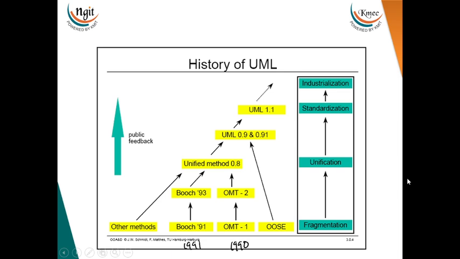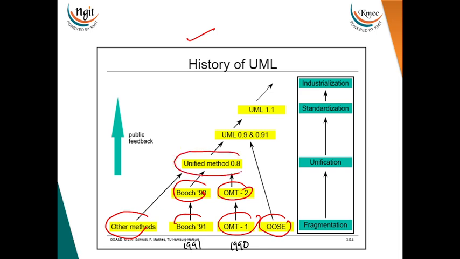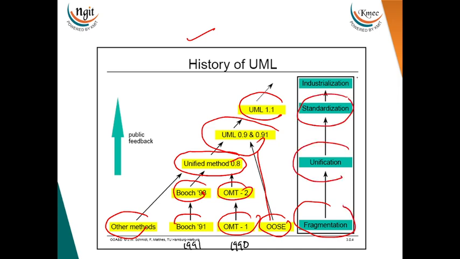This was the history of UML. Other methods were used, and Booch came in 1991, OMT in 1990, OOSE was there, and then we move on to Booch 93, OMT-2, and then the other methods, which we call Unified Method 0.8. Then OOSE came into existence with that, that is UML 0.9 and 0.91. Then UML 1.0. So we have fragmentation, then unification, then standardization, then standards based on public feedback.